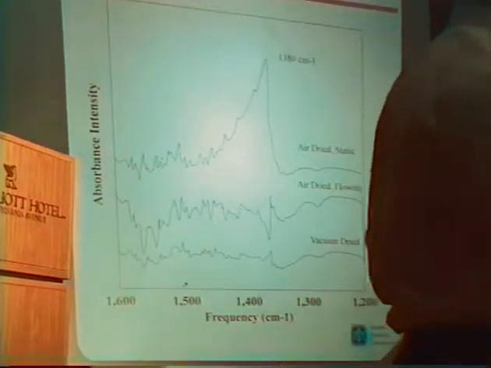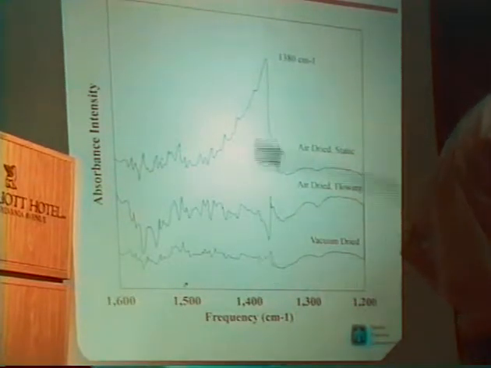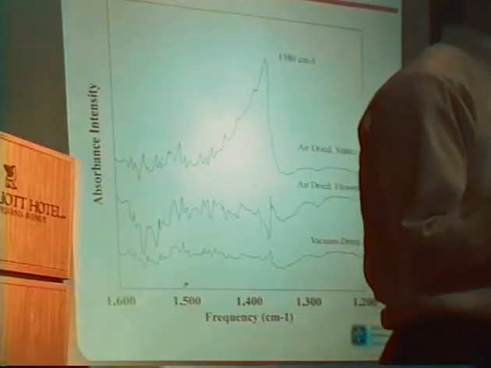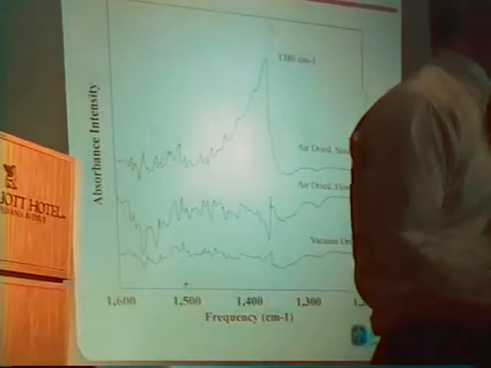In contrast, for a vacuum-dried sample that's heated at 100 degrees C, we see no peak at 1380. Therefore, the NOx is not available to oxidize or to catalyze this reaction for the conversion to cobalt oxide, and it remains cobalt nitrate.